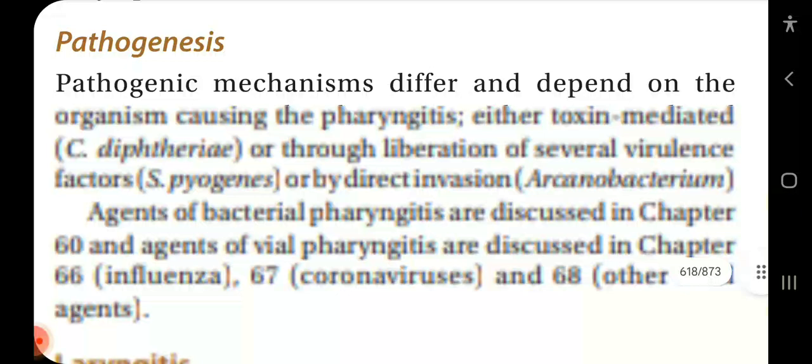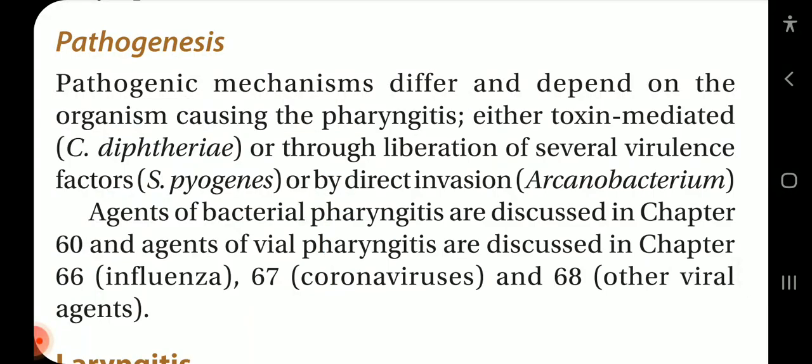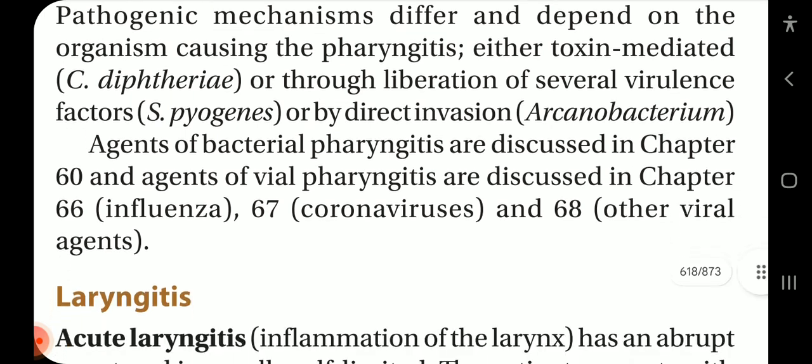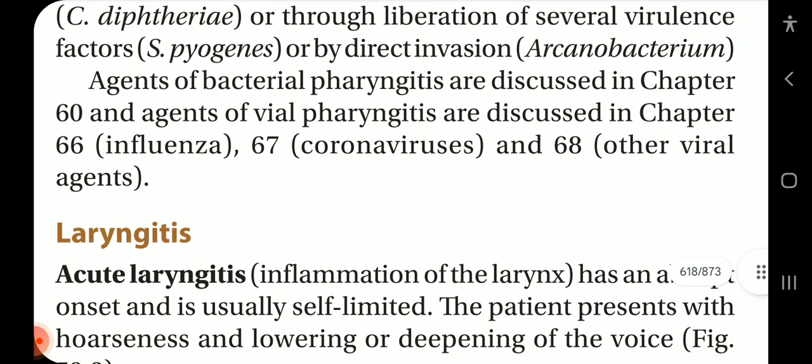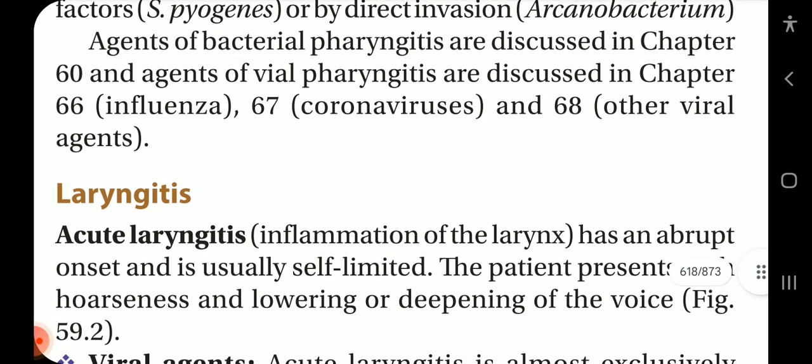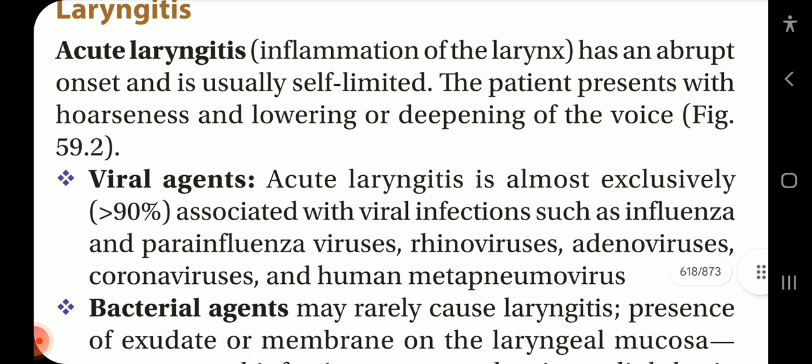Now, pathogenesis. Pathogenic mechanisms differ and depend on the organism causing the pharyngitis, either toxin-mediated Corynebacterium diphtheriae or through liberation of several virulence factors like Strep pyogenes or by direct invasion Arcanobacterium. Agents of bacterial pharyngitis are discussed later and agents of viral pharyngitis also will be discussed.